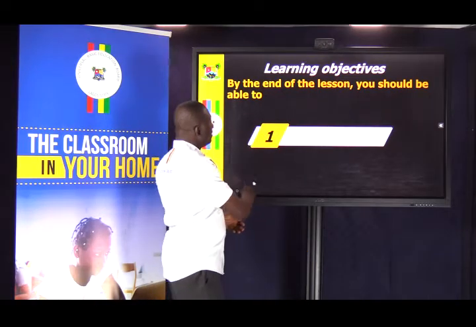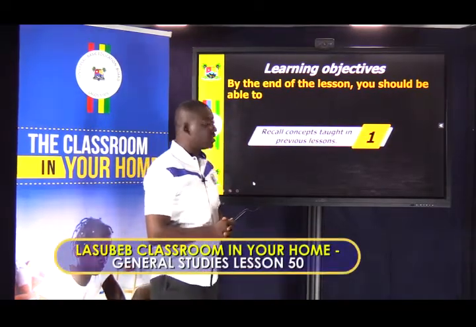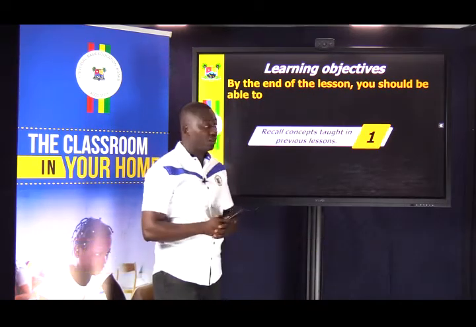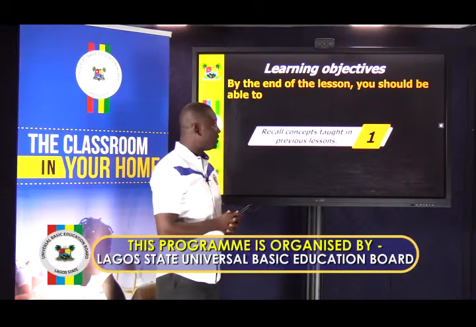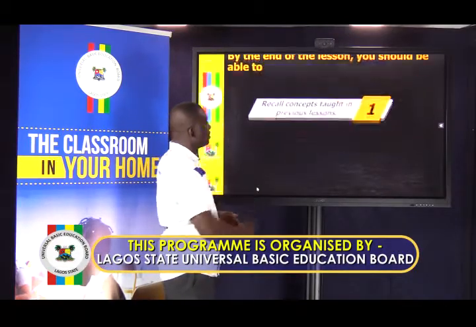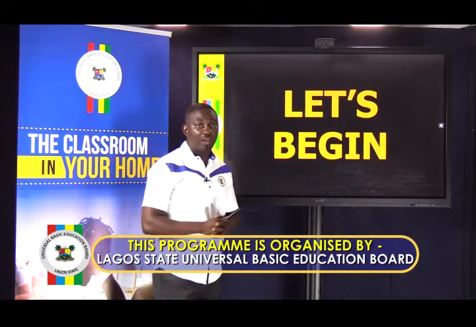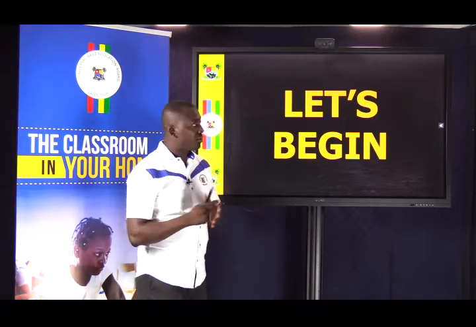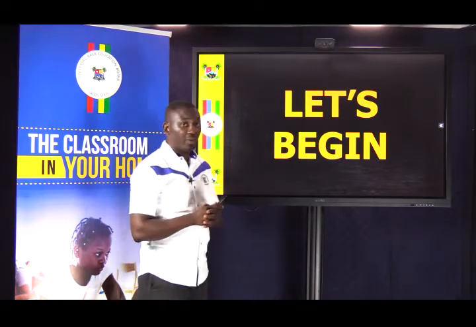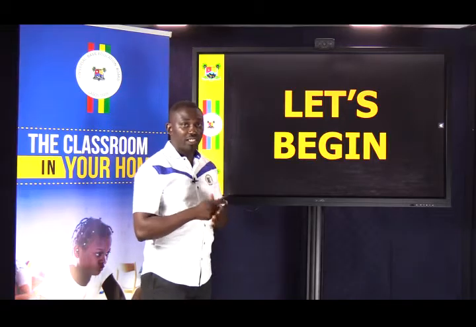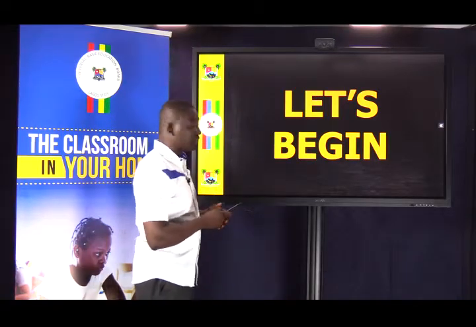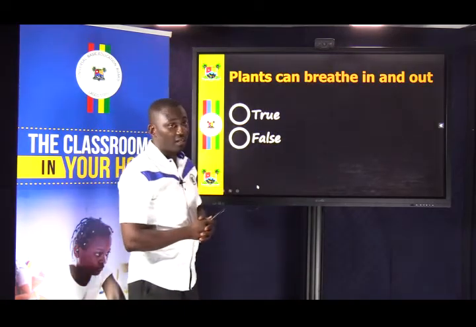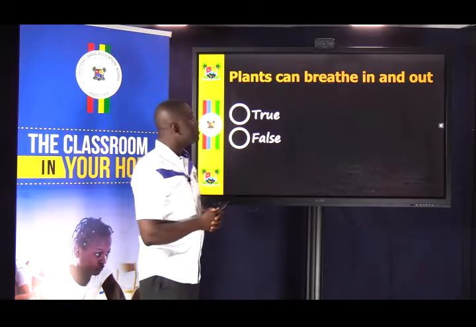Today, our learning objective is to recall concepts taught in previous lessons, all what we have been teaching you for the past 12 weeks. We will be testing how well you have understood those things you've been taught. I hope you are ready. Get your book. Open your book. Number them from 1 to 20, and you will be putting down your answers. I will be reading the questions, you just put down the answer. Now, let's start.